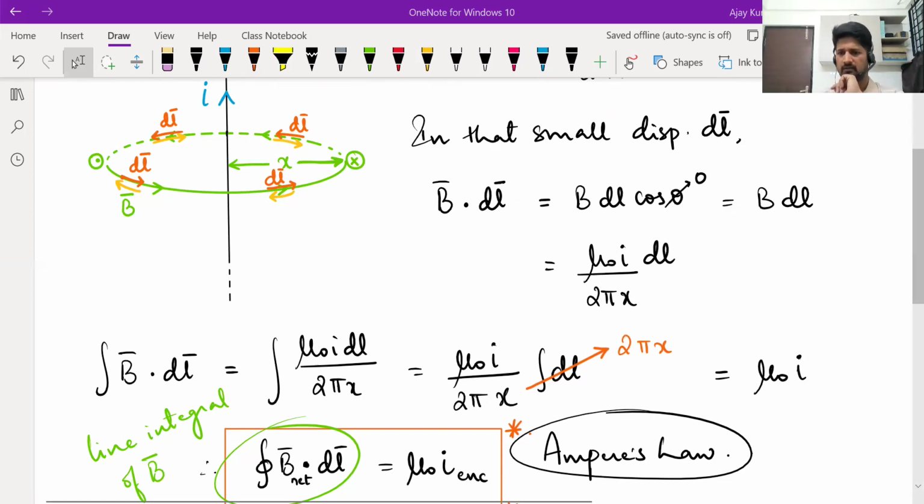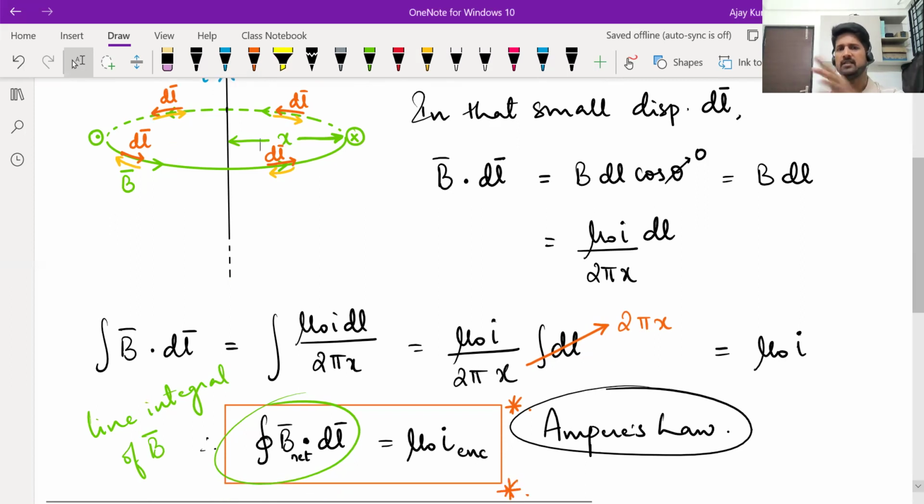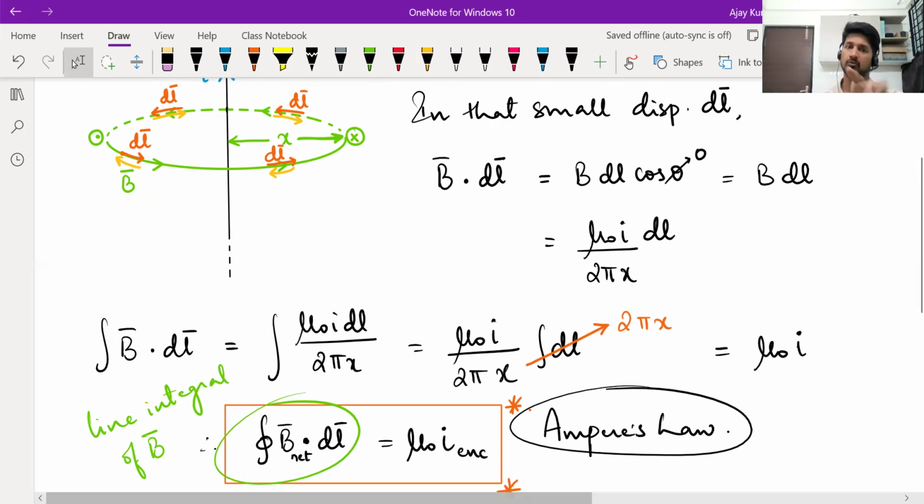You look at the derivation. Only thing I'm changing is the direction of dl. Field remains the same, but the way we are moving is changed. We are moving in the opposite sense now. Will the result be the same? That's my question.